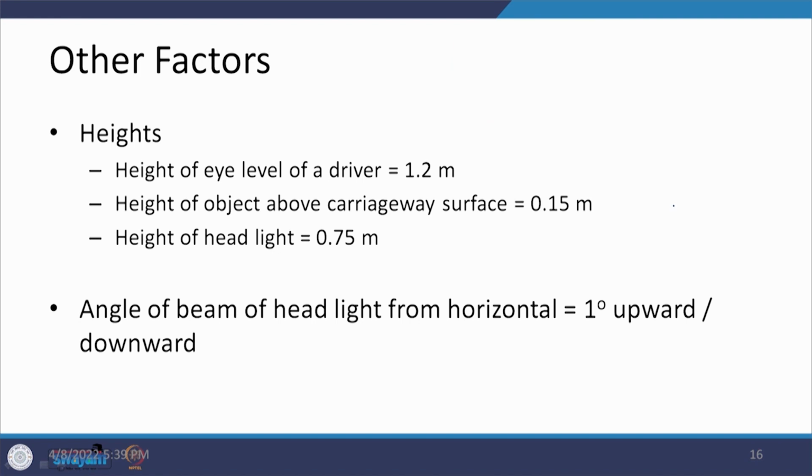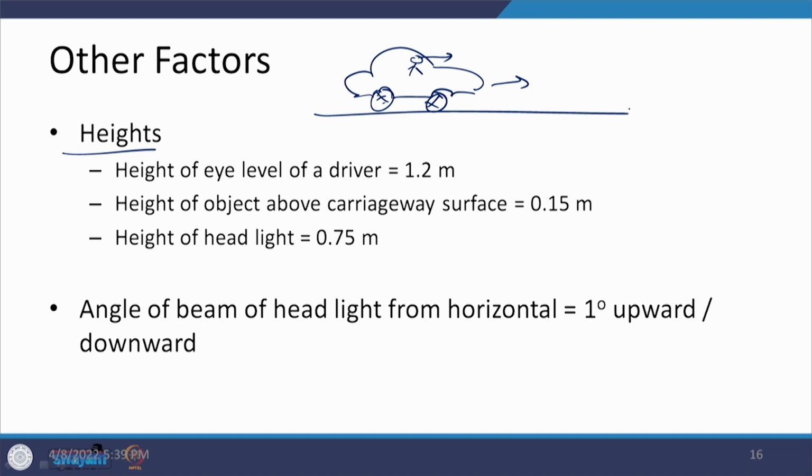Another factor which we need to look at is the heights. There are different heights, because you are driving a vehicle. So, in that vehicle, your vehicle is moving like this in this direction and you as a driver are looking from here. What exactly you are trying to look at is what we are talking about here. So, this is one height which we need to look at, the height of the eye level. So, this is 1.2 meters.